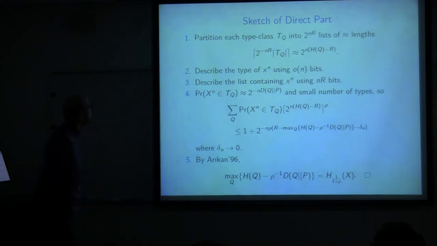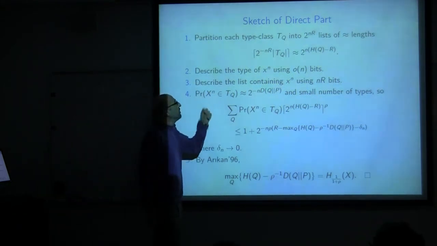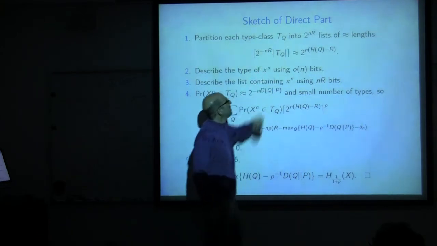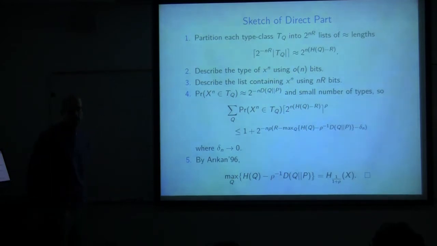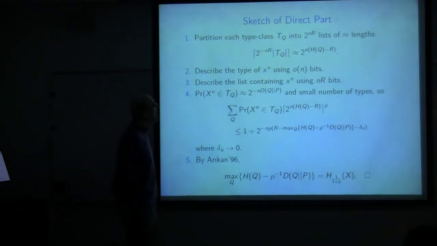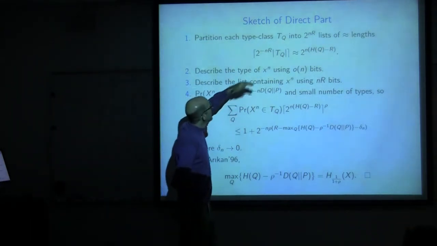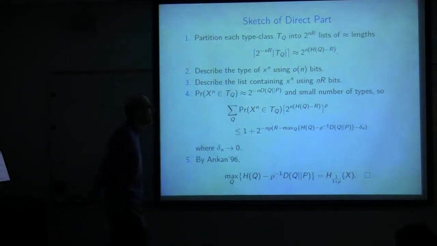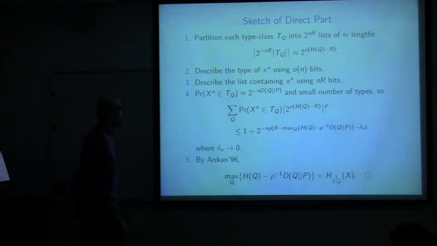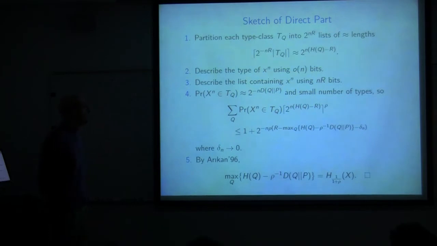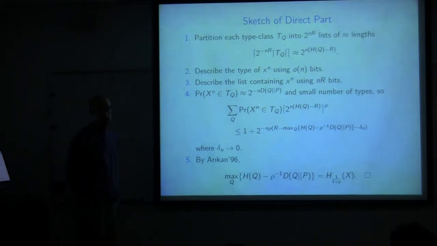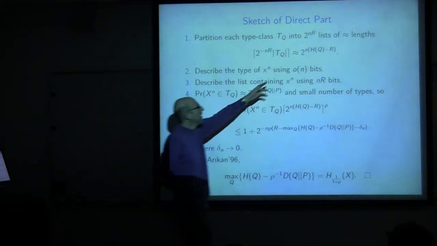So what we're going to do is the following. We look at the type class T_Q for each Q, and we divide it into 2 to the NR lists of roughly equal length. We can't do it exactly because there's a rounding issue, so this is what I mean by roughly. It's a question of the ceiling. So we want this to be roughly 2 to the N(H(Q) minus R). Why can I do this? Because the number of sequences in T_Q that have type Q is roughly 2 to the N H(Q), the entropy of Q, and I have 2 to the NR lists at my disposal. So the ratio of the two is 2 to the N(H(Q) minus R).